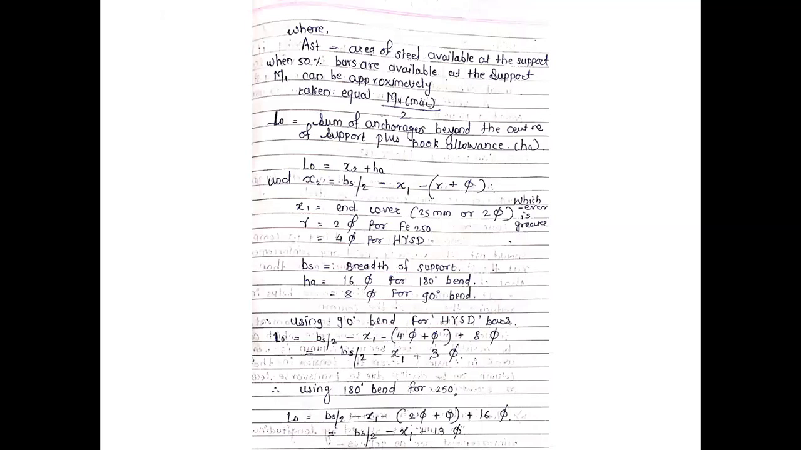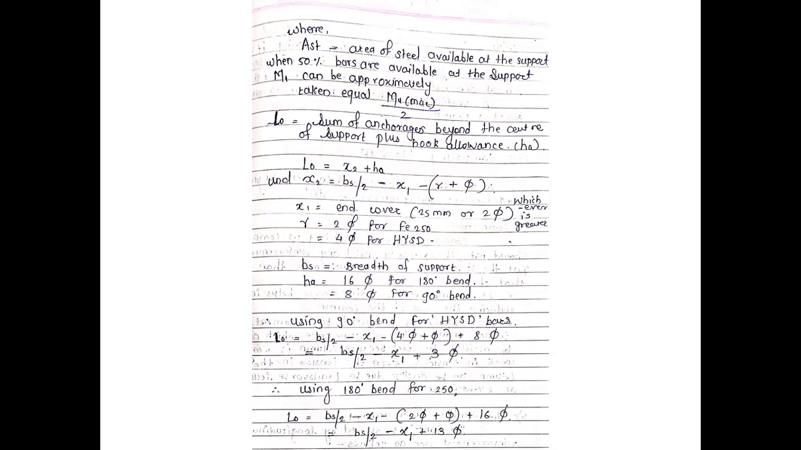L0 is the sum of anchorages beyond the center of support plus hook allowances. L0 is equal to x2 plus HA, and x2 is equal to bs upon 2 minus x1 minus r plus 5. x1 is the end cover, 25 mm. R is equal to 25 for Fe250 and 45 for HYSD. bs is the breadth of support. HA is equal to 16 phi for a 180 degree bend and 8 phi for a 90 degree bend.